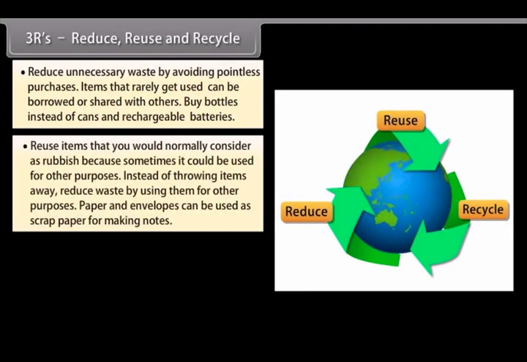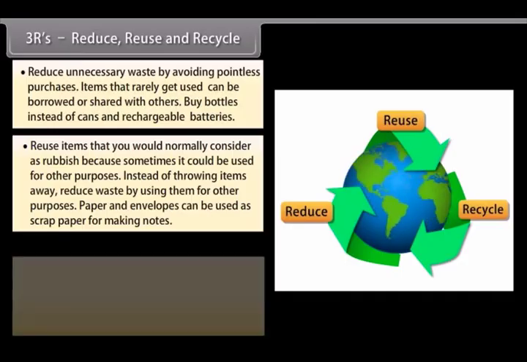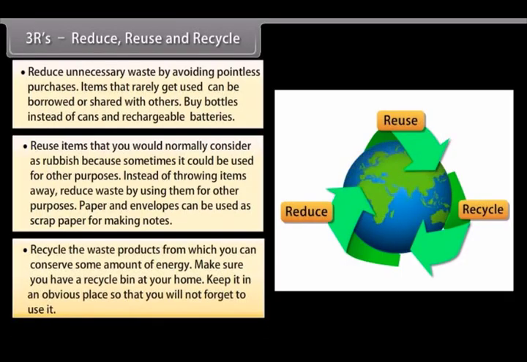Reuse items that you would normally consider as rubbish because sometimes they could be used for other purposes. Instead of throwing items away, reduce waste by using them for other purposes. Paper and envelopes can be used as scrap paper for making notes. Recycle the waste products from which you can conserve some amount of energy. Make sure you have a recycle bin at your home. Keep it in an obvious place so that you will not forget to use it.